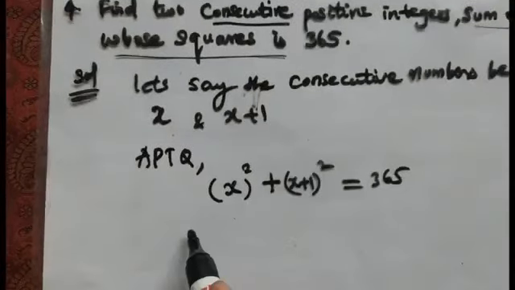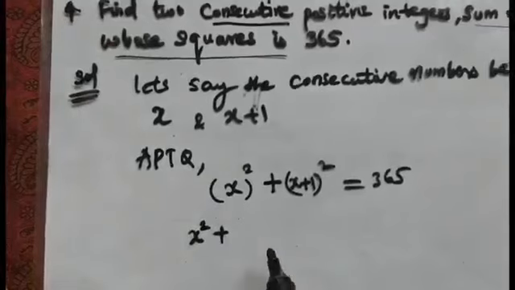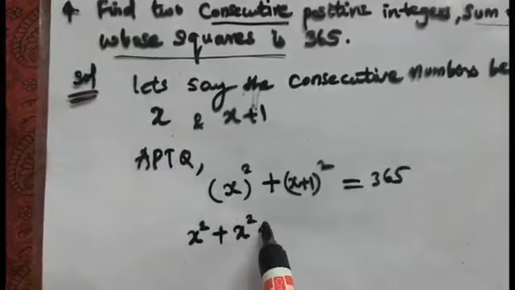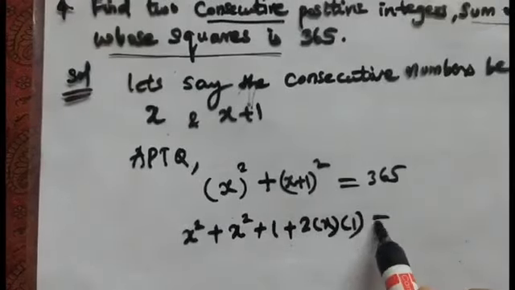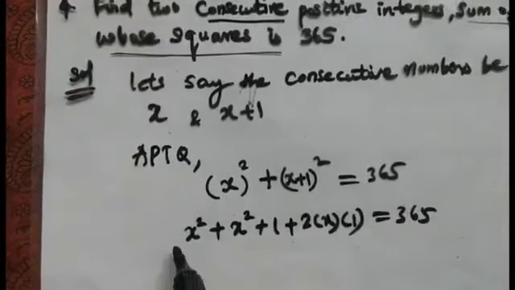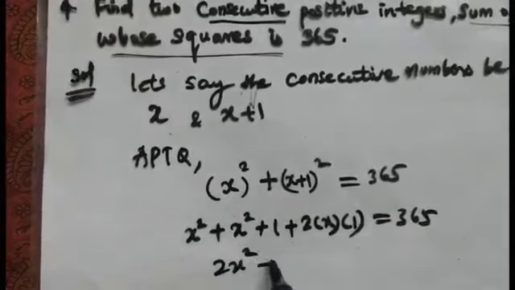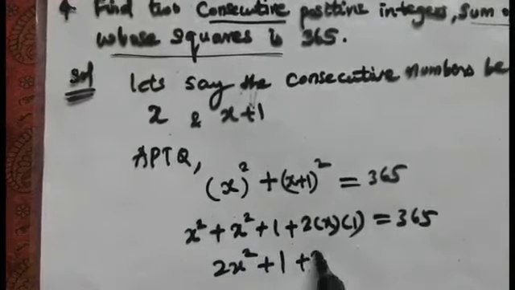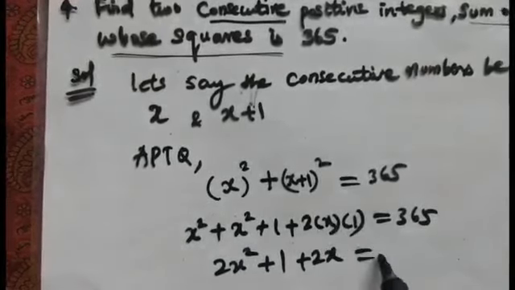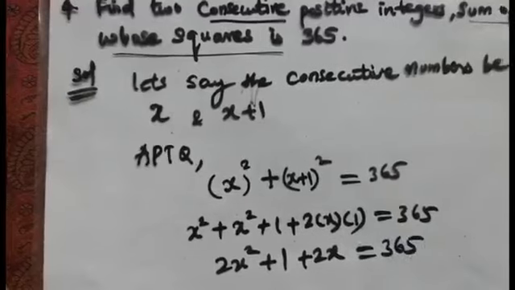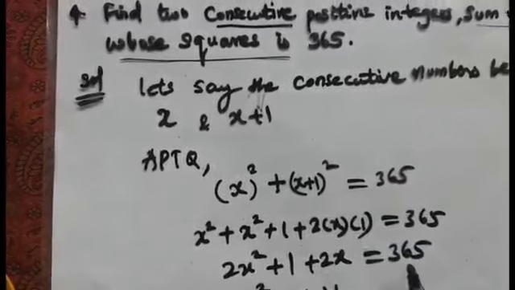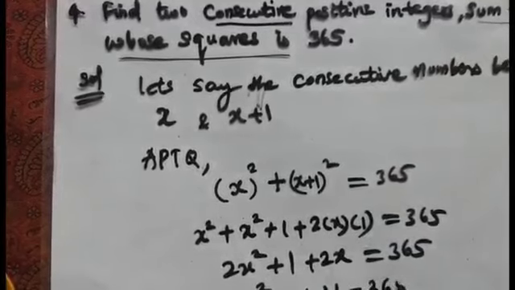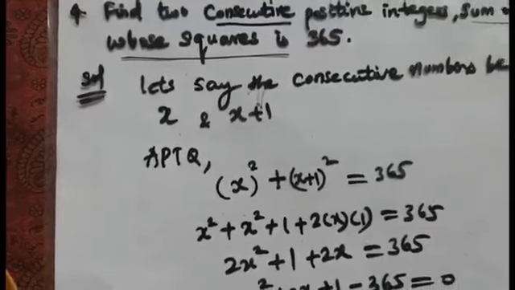Now this is x square, directly I can say, and this is in the form of a plus b whole square. So a square plus b square plus 2ab, and it is equal to 365. x square is 2x square plus 1 constant as it is, plus 2 ones are 2 into x is equal to 365. So 2x square plus 2x, let's read properly. Bring this 365 inside and it becomes minus, equal to 0.